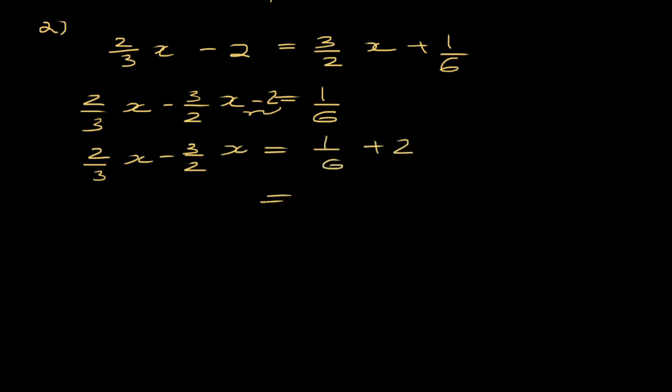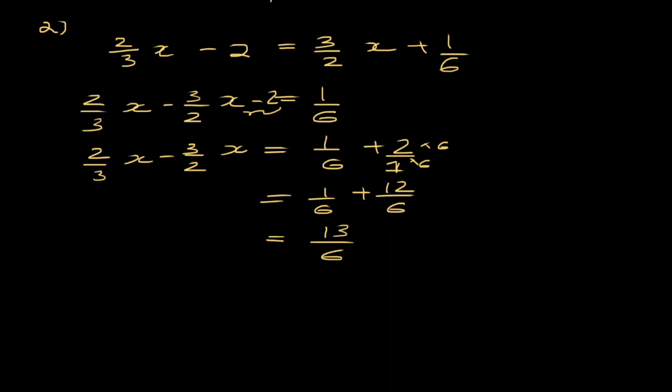Let's simplify the right-hand side first. Let's get a common denominator. So this 2 is really a 2 over 1, and you're going to multiply this by 6 and this by 6. So you're getting 1 over 6 plus 12 over 6. Let's simplify that down: 13 over 6 now.